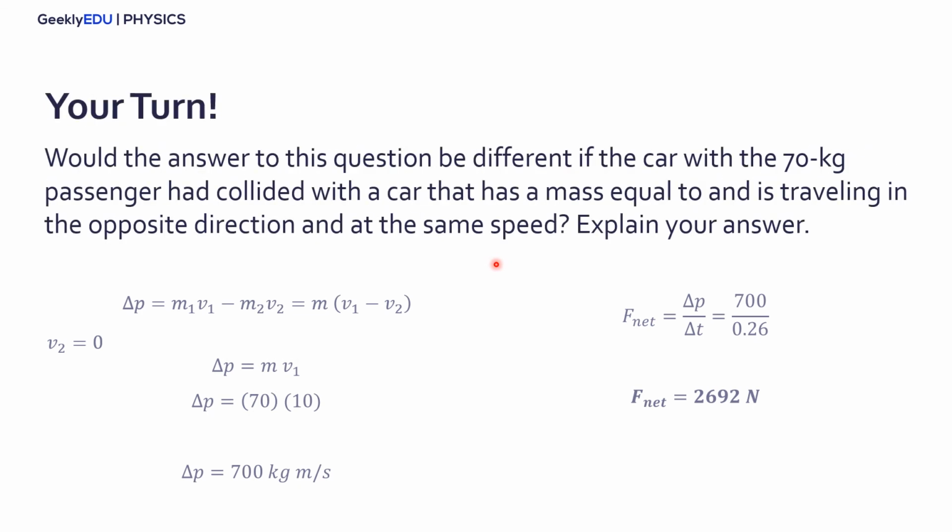Okay, so it's your turn now. Let's imagine the situation with the car, but now the same car with the passenger of 70 kilograms, instead of colliding with a tree, collides with a car that has a mass equal to the first car, and it's traveling in the opposite direction at the same speed. So the same car as before, instead of crashing into a tree, now crashes into another car with the same mass but in the opposite direction, and at the same speed.